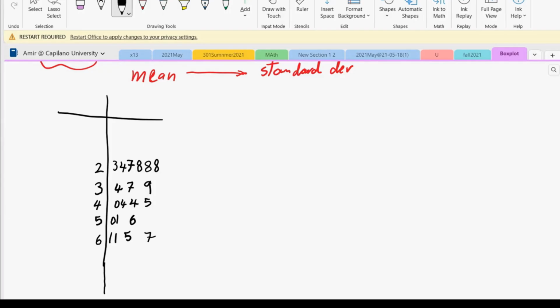Now to find, yes, this class is going to be 20 to under 30. 20 to under 30. Okay. So yes, 29 is still in this class. Anything less than 30 is in the first class. And this is how the stem and leaf works. It has an automatic interval of 10.